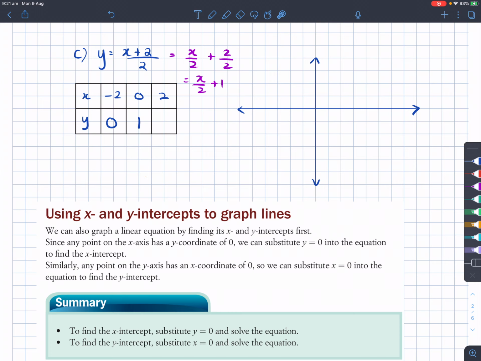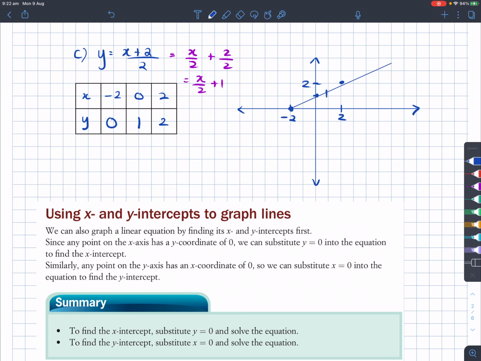And then the last one, 2 over 2 plus 1 is 1 plus 1, which is 2. So there we go. We've got our coordinates ready. We can plot them into a Cartesian plane. So minus 2, 0 will be right here. 0, 1 will be right here. And 2, 2 will be here.